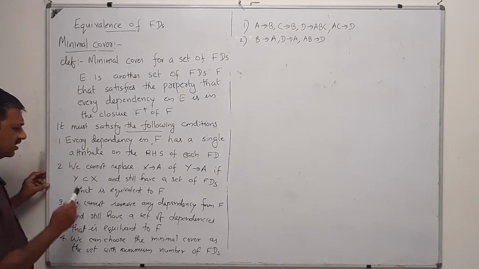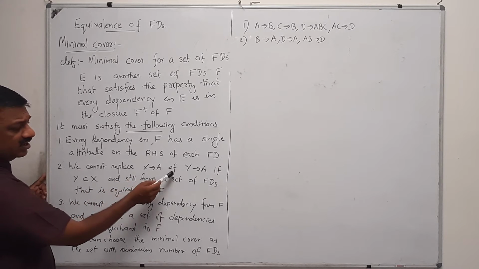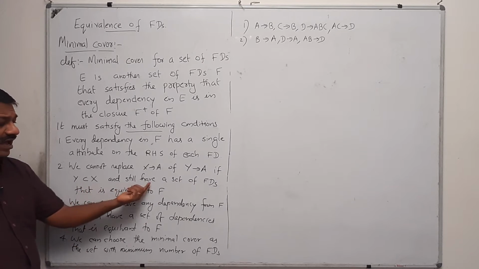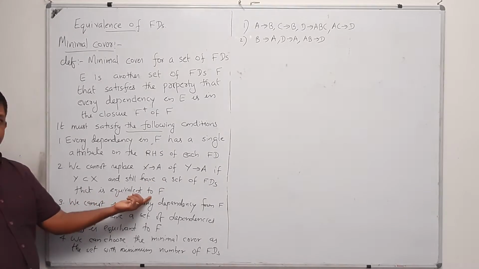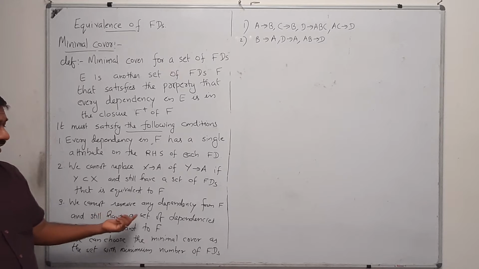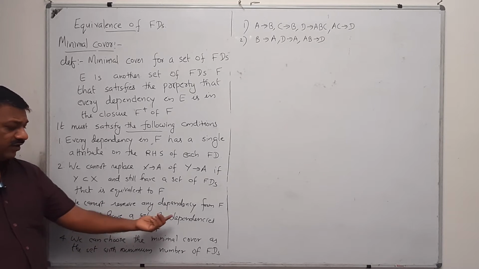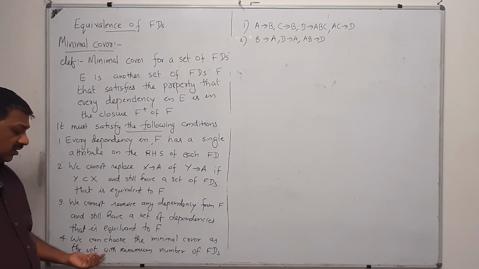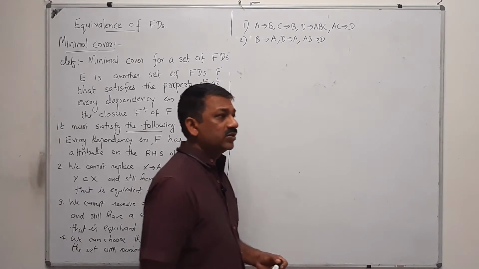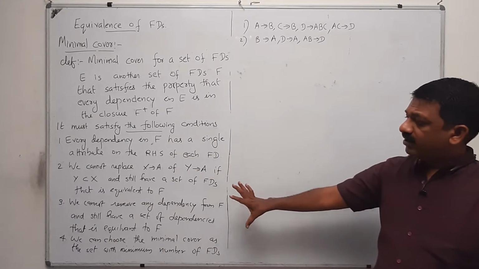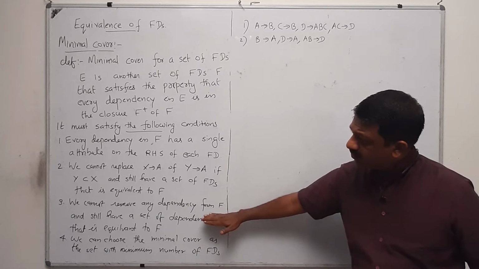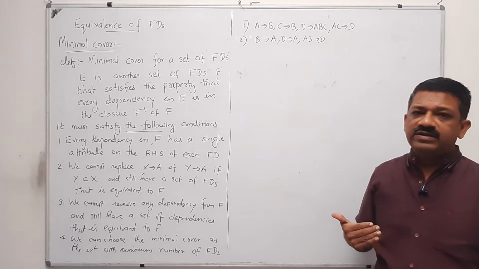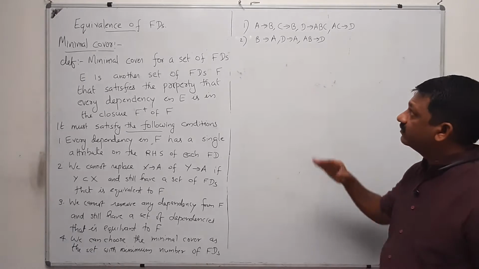Then we cannot replace X determines A with Y determines A if Y is a proper subset of X and still have a set of functional dependencies that is equivalent to F. And we cannot remove any dependency from F and still have a set of dependencies that is equivalent to F. We can choose the minimal cover as the set with the minimal number of functional dependencies. So those points you should be aware of. You will understand all these things once you see how a minimal cover can be generated with the help of two examples.